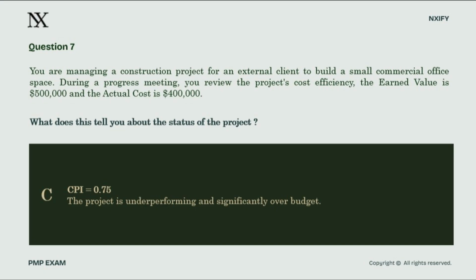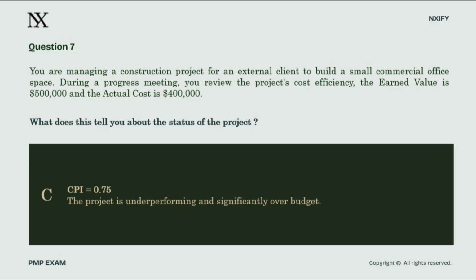Option C says CPI equals 0.75, and the project is over budget. This one requires you to pause and ask a simple question. Where does 0.75 come from? Neither 500,000 divided by 400,000 nor 400,000 divided by 500,000 produces 0.75. To arrive at this number, you would need to introduce a variable that does not exist in the problem, perhaps substituting planned value for earned value, or pulling a figure from a different calculation entirely.